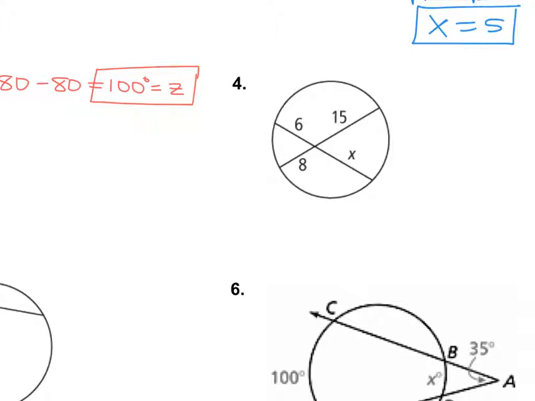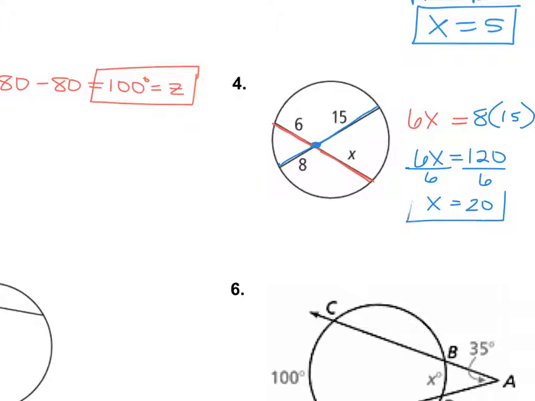A times B equals C times D was the formula, right? So when they meet inside, you do from the point to the circle times from the point to the circle, so 6 times X equals, and then you go from that point to the circle is a length of 8, times from that point to the other side of the circle is a length of 15. Okay, so 6x equals 8 times 15, and then you solve that. 8 times 15 is 120. So 6x equals 120, divide by 6, x is 20. Questions on that?